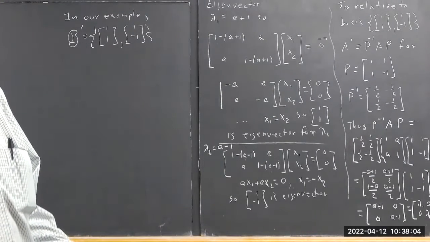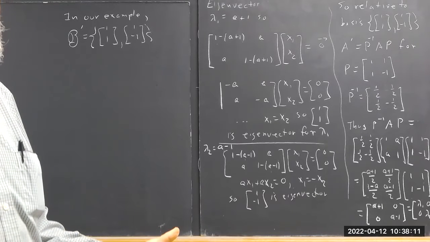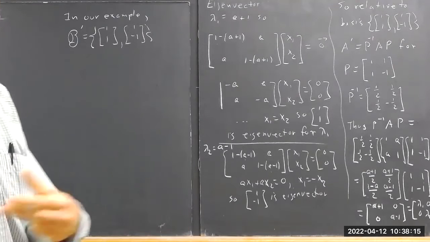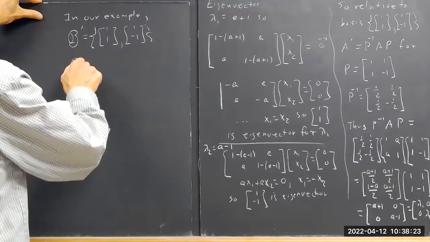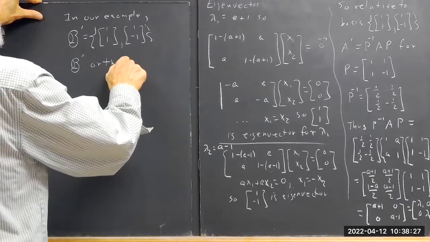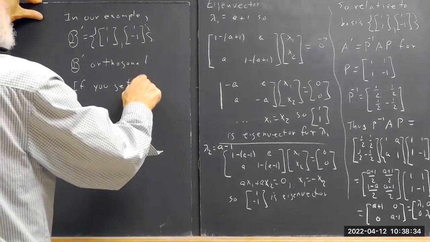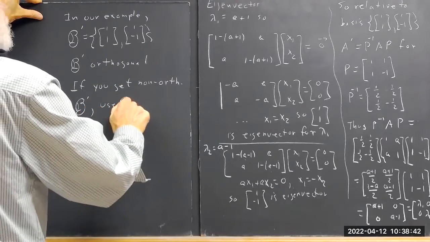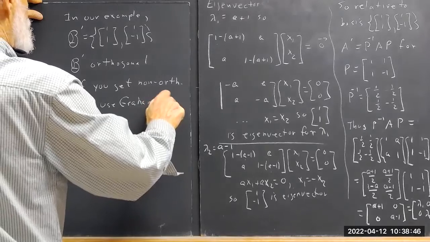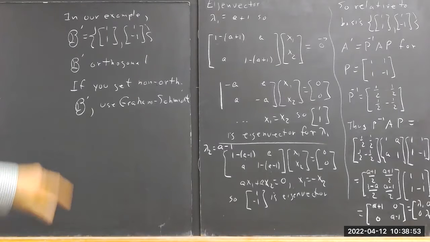And if they aren't orthogonal, how are you going to get an orthogonal basis? Well, you're going to use Gram-Schmidt. So you better be up on Gram-Schmidt, okay? You're going to get reminded. You're going to have to use it. So we're going to be able to assume that B prime is an orthogonal basis.